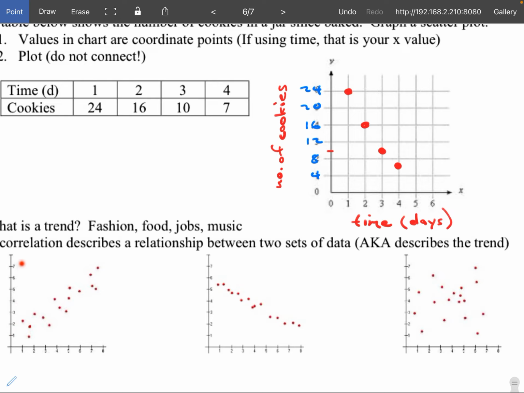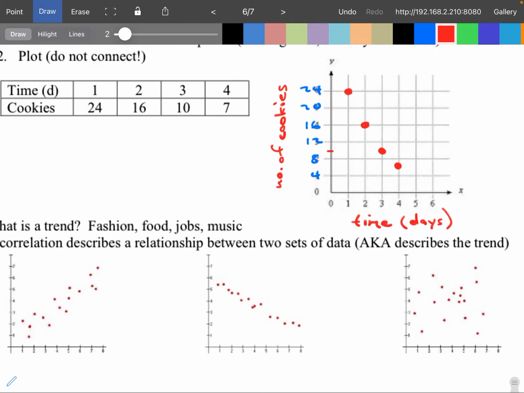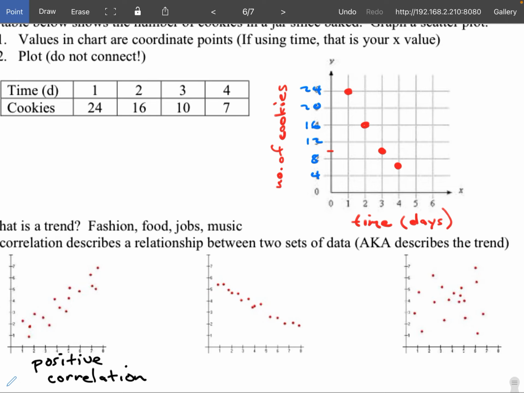So let's look at these at the bottom here. If both quantities are increasing, then it's called a positive correlation. So on that first one there, you should see as the x values are increasing, the y values are also increasing. So we're going to write positive correlation.